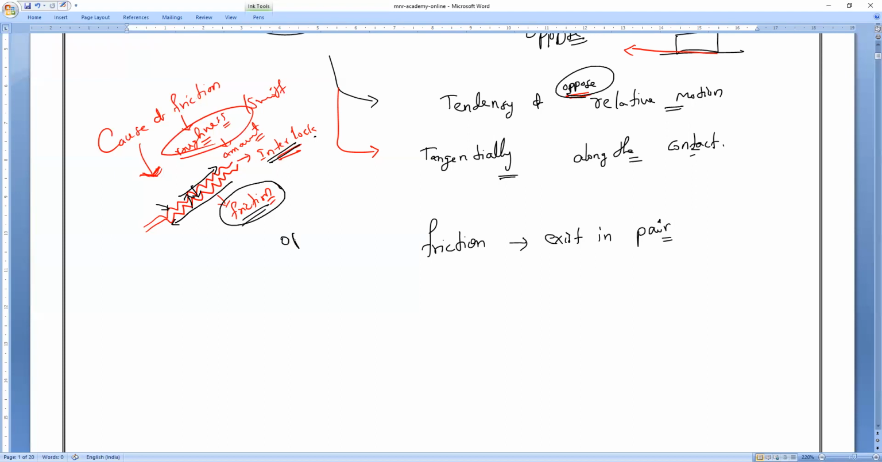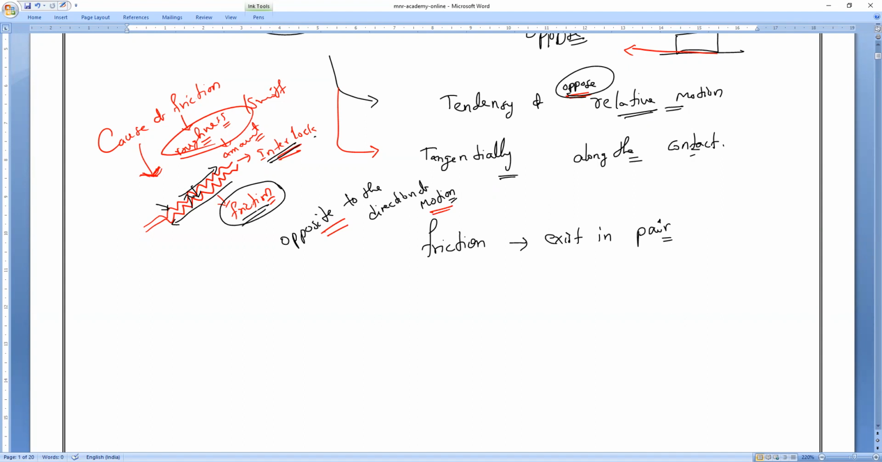Always it will act opposite to the direction of what? All of you. Opposite to the direction of motion. Understanding? But what motion? Relative motion. One surface is trying to move over the other surface. So that is frictional force. That is why we can say it is an opposing force, opposing the motion.